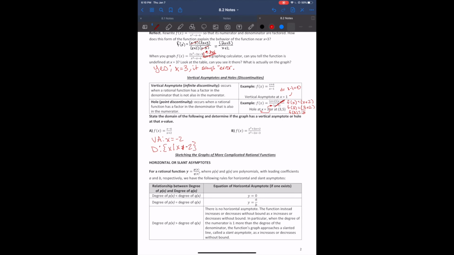Okay, now hit the pause button, factor the function of B, and determine your vertical asymptotes or holes.